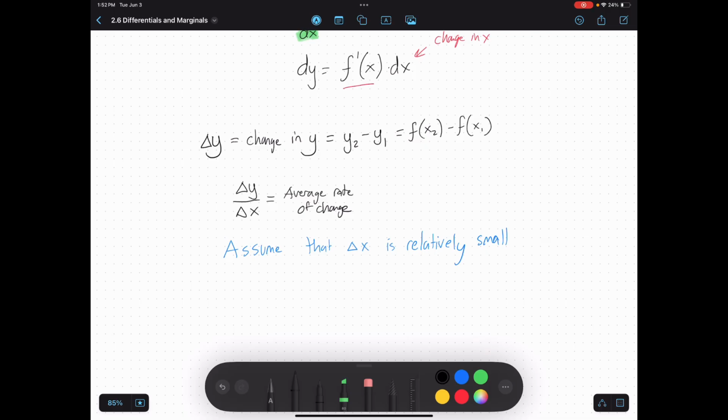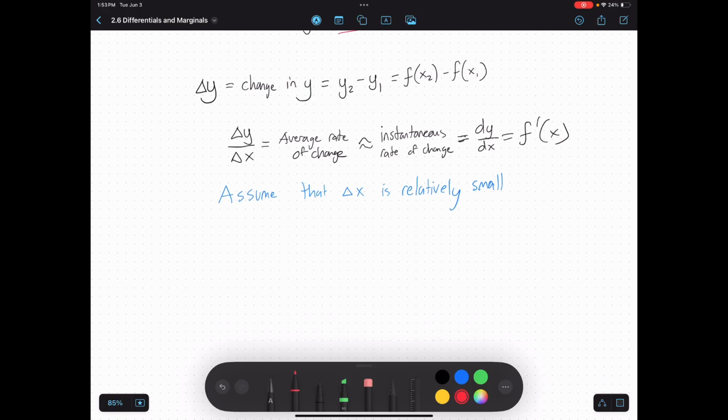How did we find the instantaneous rate of change in the first place? We took an average rate of change and let delta x get really close to 0. So if delta x is relatively small, then this average rate of change is close to the instantaneous rate of change, which of course is the derivative, dy over dx. Therefore, we can use the derivative to estimate delta y by doing the same thing we did earlier, multiplying both sides by delta x. And I get delta y is approximately f prime of x times delta x. We can approximate that change in y using the derivative.